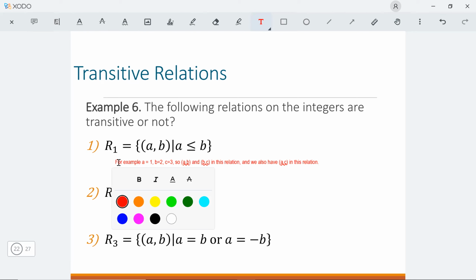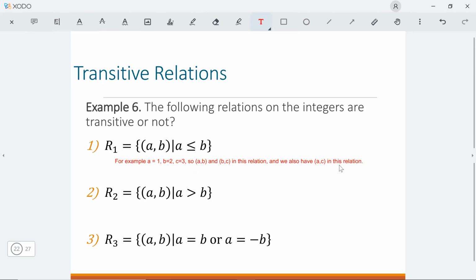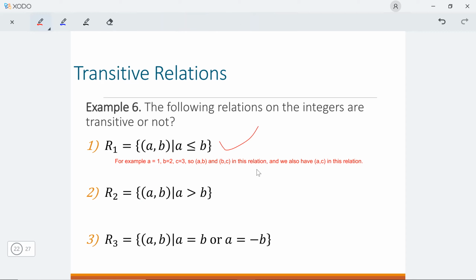So why can we have this? Because in our algebra course, we already know that for smaller or equal to, if we link them by a number in the middle, then the first one, A, will be smaller or equal to the last number, C. So no matter what value we choose for A, B, C, if we have our hypothesis, AB and BC both in this relation, then AC also has the relation of smaller or equal to. So this is a transitive relation.